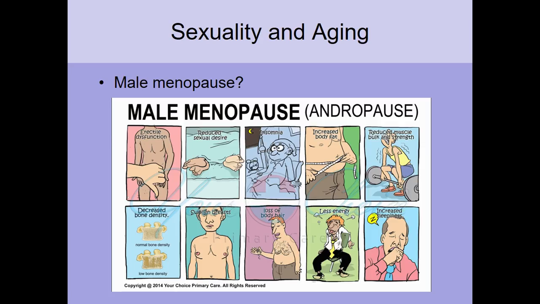I found this little cartoon where they are recommending some kind of treatment for male menopause.